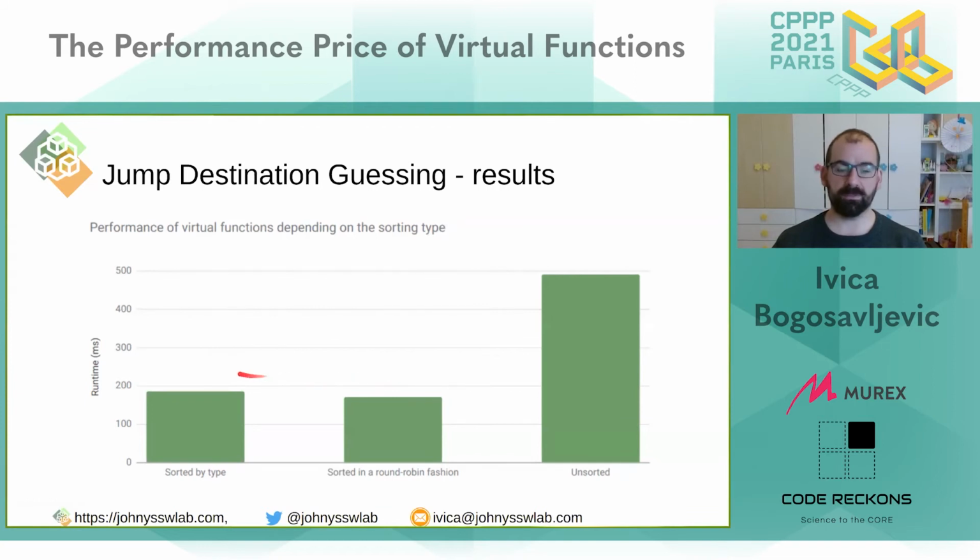The guessing hardware, which guesses the function address, works fine. It guesses the function address correctly, and this saves time. But in this case, it doesn't work correctly. So it will try to guess, then it has to revert the work it was doing. The CPU has to revert the work it was doing and start over. And you see this clearly in this graph.